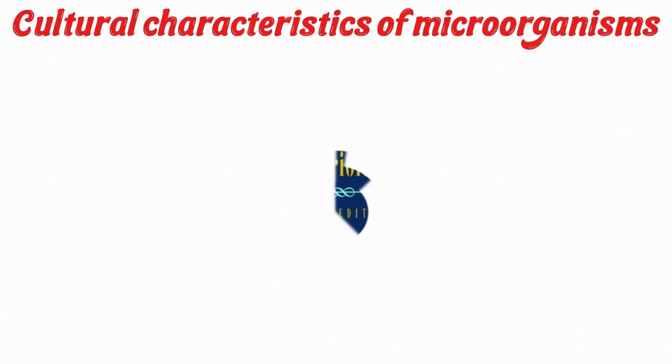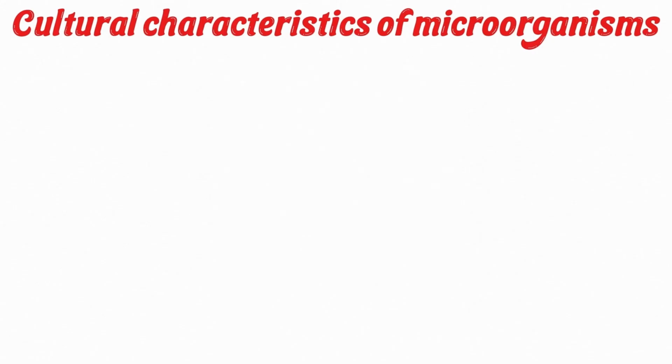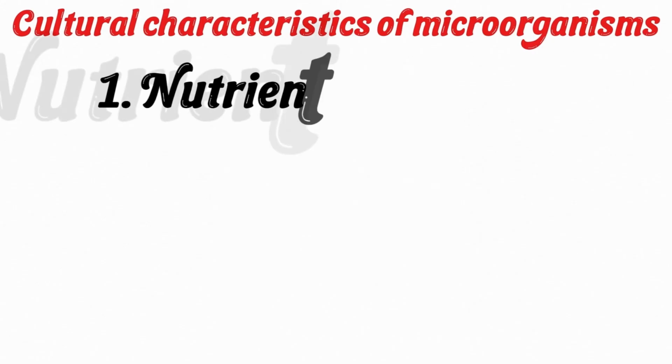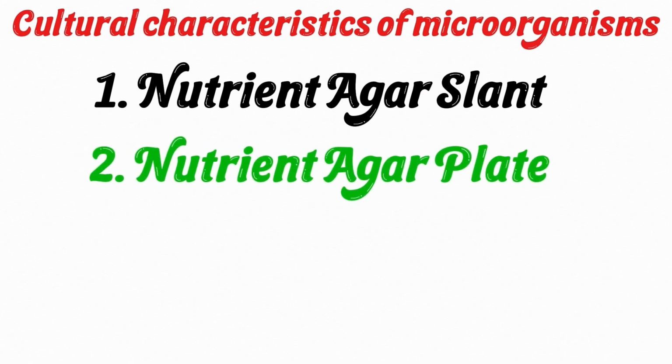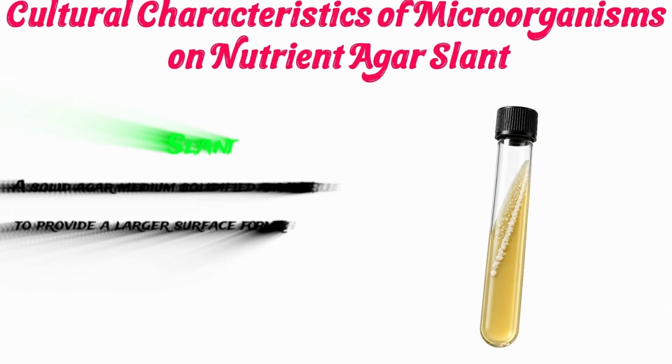These characteristics have been systematically described in Bergey's Manual of Systematic Bacteriology, the world's most widely used reference for bacterial classification and identification. In this lecture, we'll learn every cultural characteristic observed on nutrient agar slants, nutrient agar plates, nutrient broth, and nutrient gelatin, and, most importantly, understand why these characteristics differ from one medium to another. First, we describe cultural characteristics on nutrient agar slant.